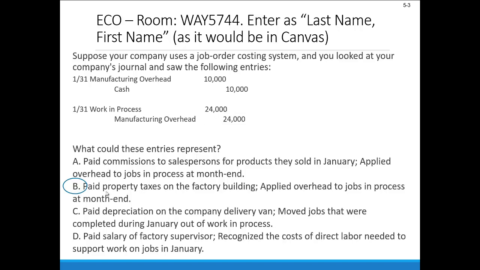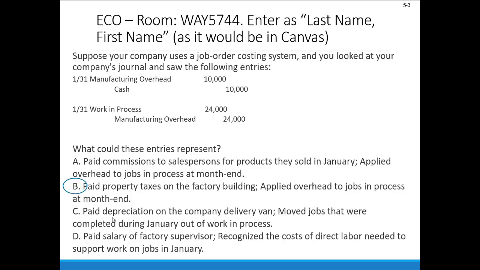I just want to talk real quick about some of the other possibilities. For letter A, the first answer was paid commissions to salespersons for products they sold in January. That wouldn't be an overhead cost, right? That would be a cost of selling. So some kind of selling expense account would be involved there. So that one doesn't fit.